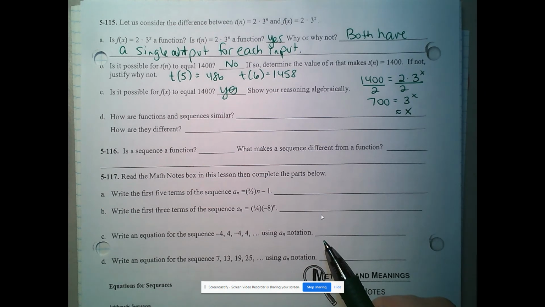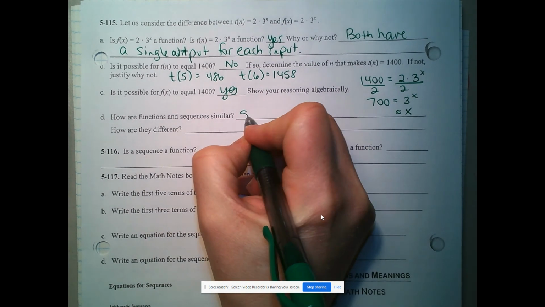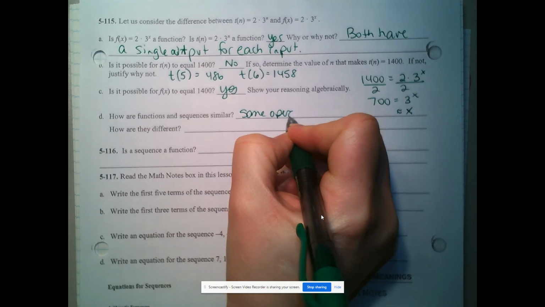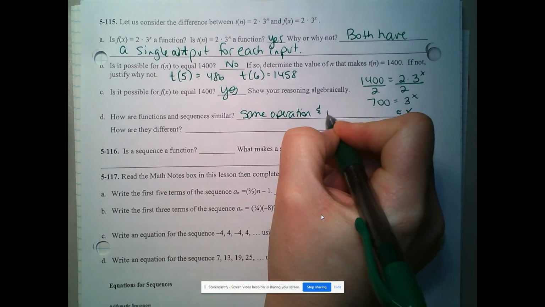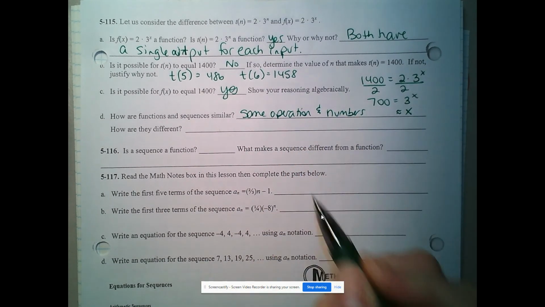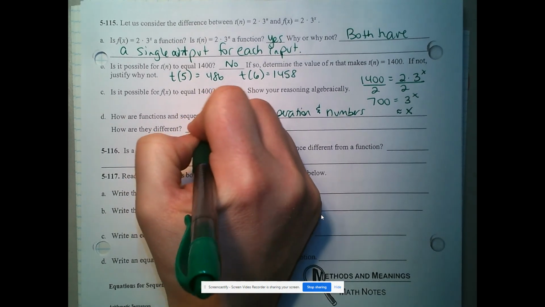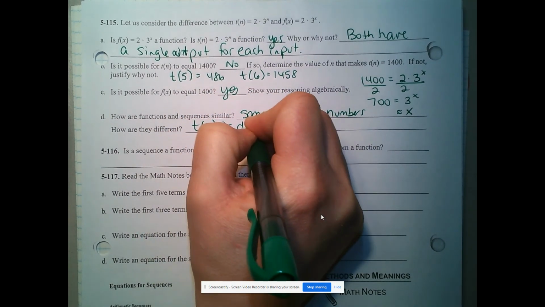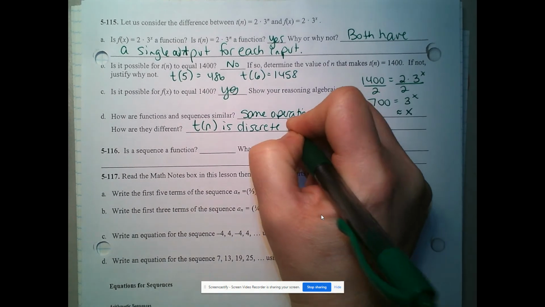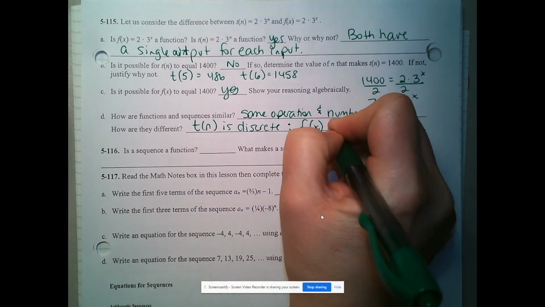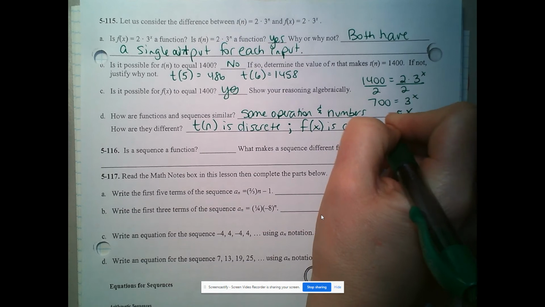How are the functions and sequences similar? Same operation and numbers. How are they different? T of n is discrete, right? You only have the points. F of x is continuous.